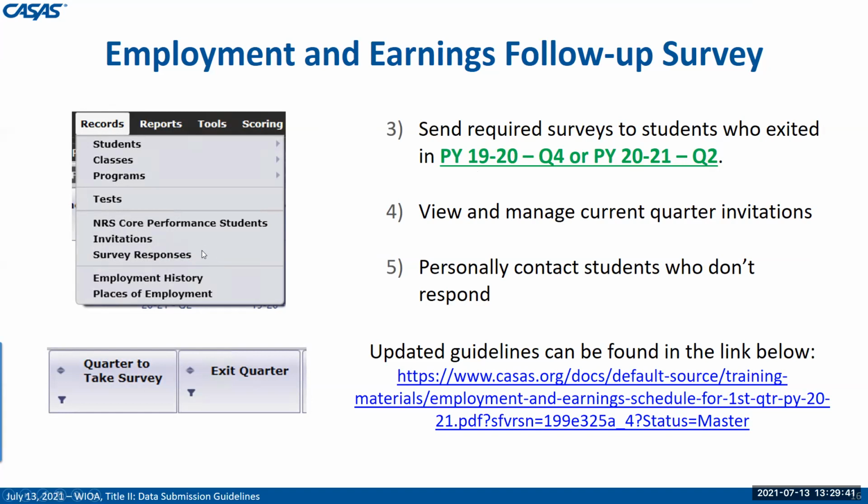You had 3 chances to send out emails and SMS text messages to all of these students who were selected as exiters, so you can continue to follow up with them. After these 3 attempts, you can individually give them a call or personally contact students who don't respond. And here is a link for the updated guidelines for the end of year quarter data submission deliverables.